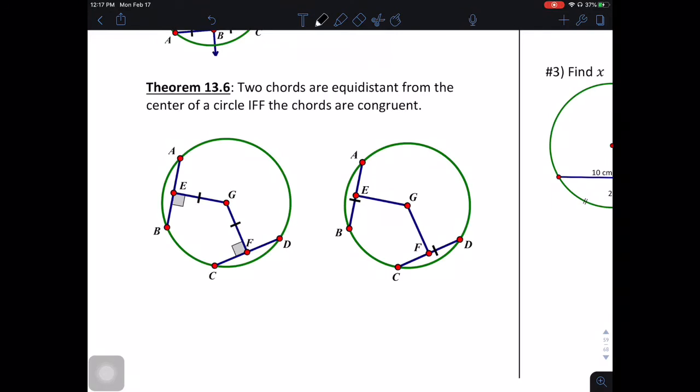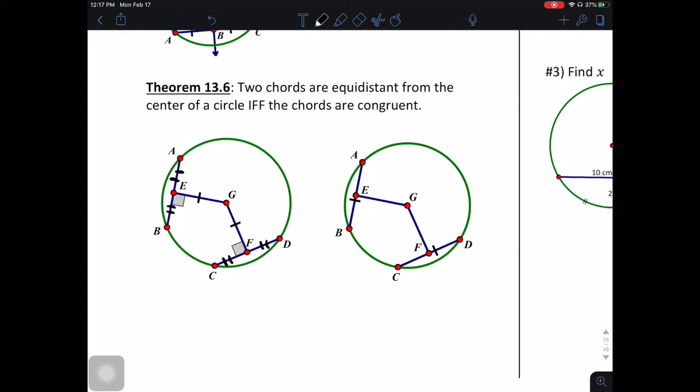Two chords are equidistant from the center if and only if the chords are congruent. So in this first picture, we could say these two chords are the same distance from the center, because it shows that. The conclusion that we can make is that these two chords have to be the same length. Since this is perpendicular, it makes each of these halves identical.